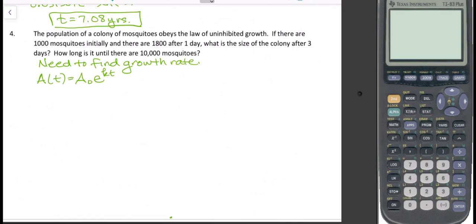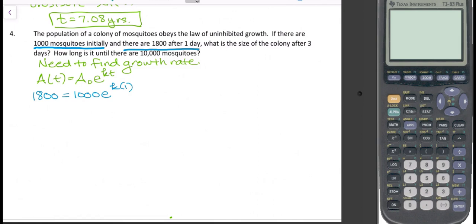It tells me in the problem that there are 1,000 mosquitoes initially, and there are 1,800 after 1 day. So I have an initial amount, a final amount, and a time for that. That's what I'm going to plug in. I'm going to use a final amount of 1,800, an initial amount of 1,000, and I'm looking for k, and my t is 1.